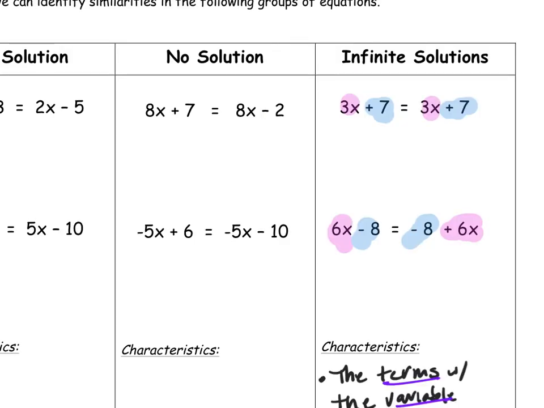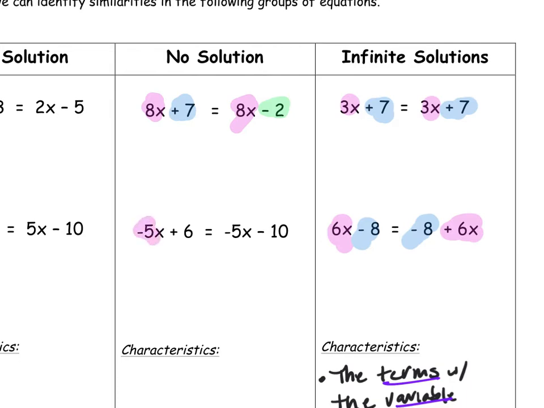As I inspect or look at these two, I notice that the term with the variable on both sides is the same. And now when I look at the constants, I can see that I have a positive 7. However, on the other side, I have a negative 2. So in this first example, the terms with the variables are the same, the constants are not. Let's see if that happens again in the next example.